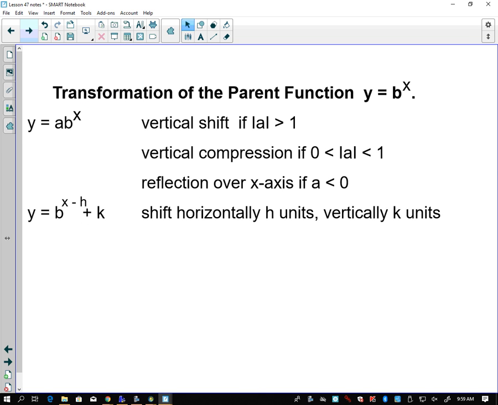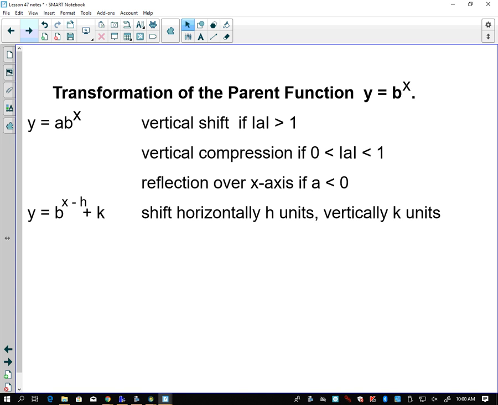All right, transformation of the parent function. So we always want to be able to look at what's happening to the parent function to see how it's being manipulated. So again, the parent function is y equals b to the x, or even where we see a, that coefficient to b. If the absolute value of a is greater than 1, meaning that it could be negative, but if it's greater than 1, it's going to shift it vertically. So it's going to move the whole graph up, whether it's exponential increase or exponential decrease, it's going to move it up or down. Does that make sense? Okay, so vertical shift.